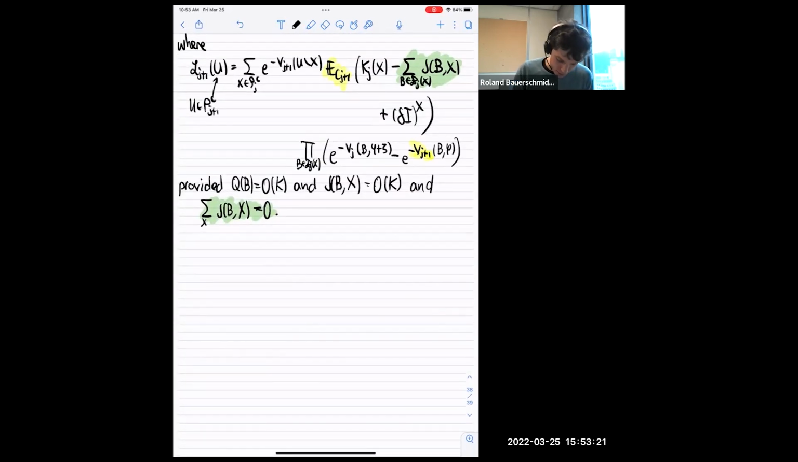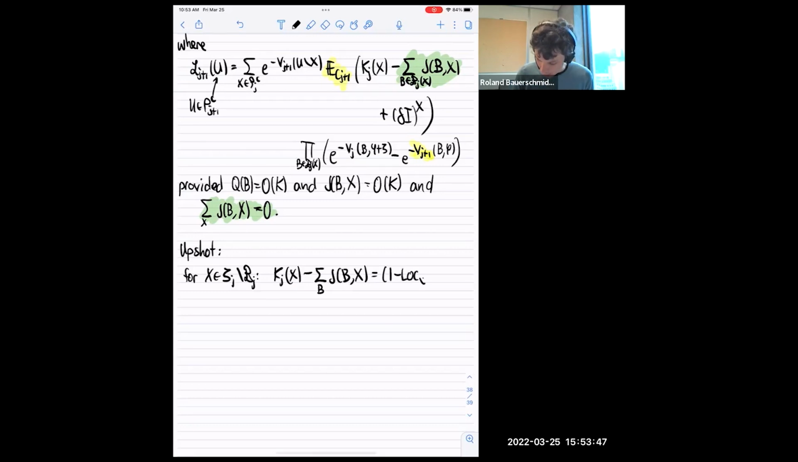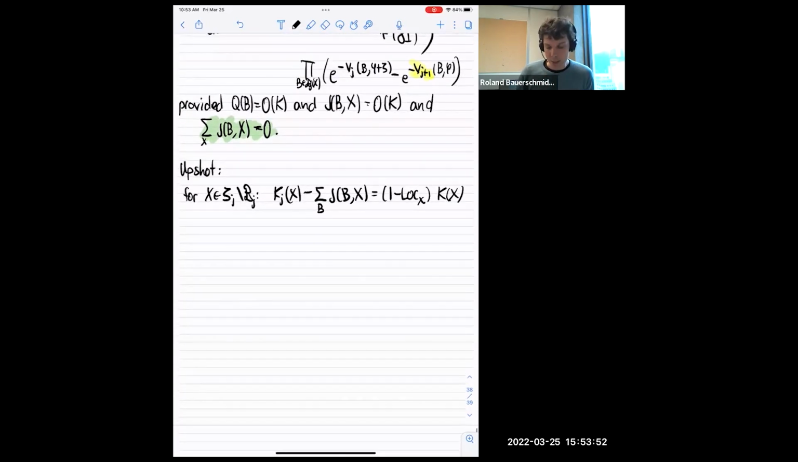So what's the upshot of this? Well, the upshot is that for x, which is a small set but not a block, we now have kj of x minus sum over b, j bx, which is exactly 1 minus log x k of x for all small sets which are not a block. So this is what we want, right? So this is good.